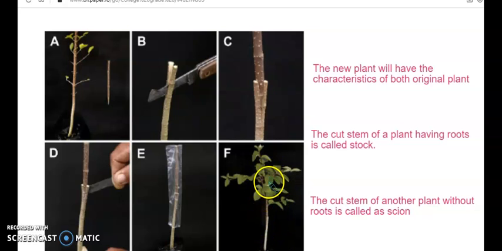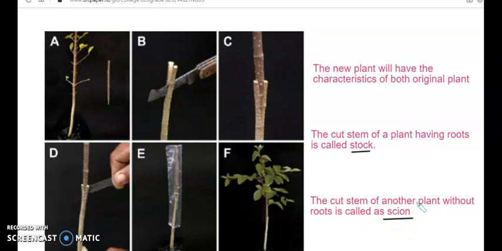So it will grow new stems. The new plant will have the characteristic of both the original plant. The cut stem having the root is called as the stock, and the cut stem which has no roots is called as the scion.